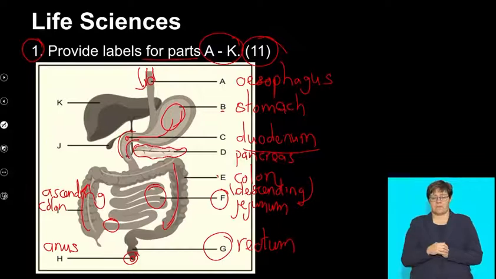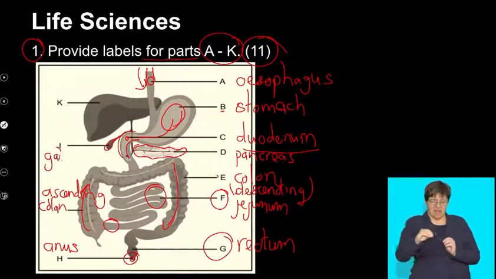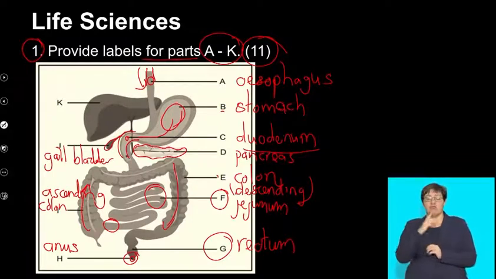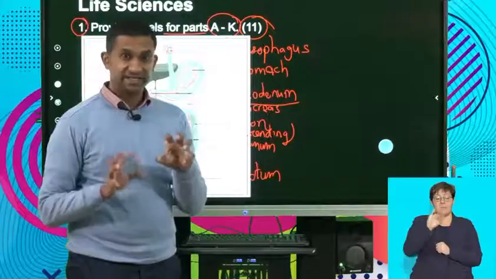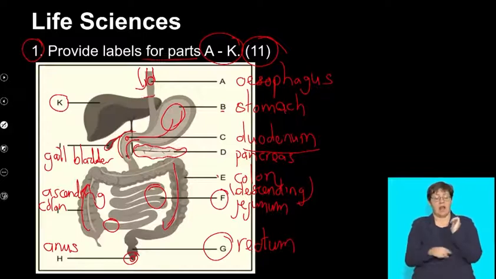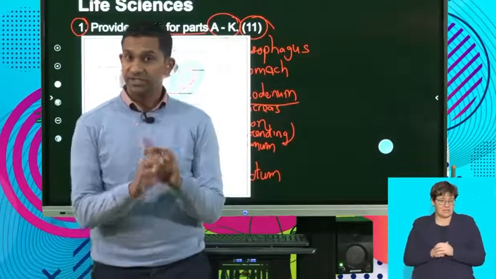And then if we go further up to J, J points to this little structure here, which is an extension from the liver, and that's the gall bladder, and that is the structure in which the bile, which is produced by the liver, is temporarily stored. And finally, we have structure K, which is this triangular shaped structure in close proximity to the stomach, which is called the liver.